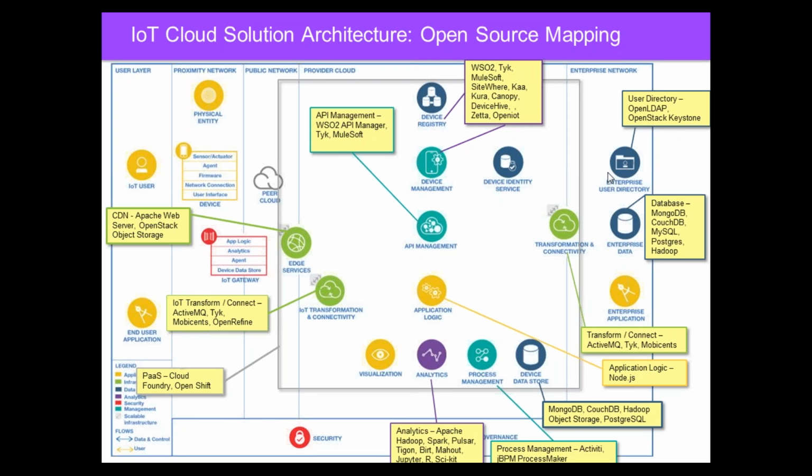Moving on around again, down towards the bottom, we have the device data store, and like with the enterprise data store, there are a whole series of databases available: MongoDB, CouchDB, Hadoop, PostgreSQL, various forms of object storage available as well. And there are also some open source graph databases which are beginning to become popular and which can be useful in some of these IoT engagements.